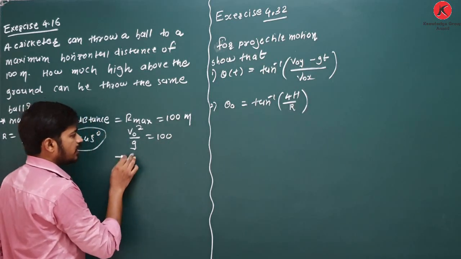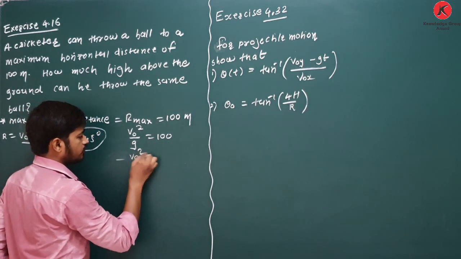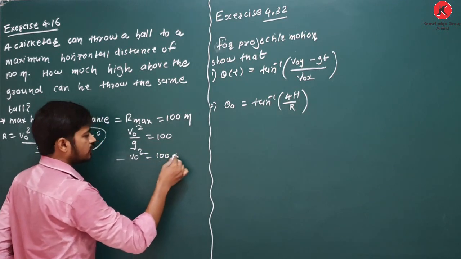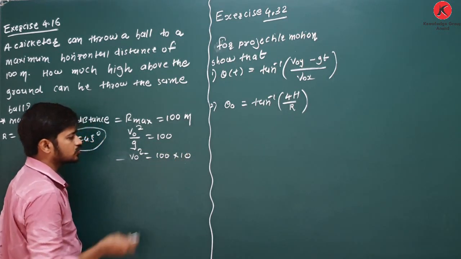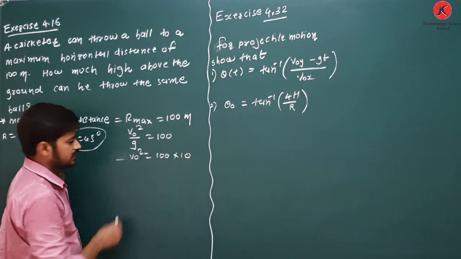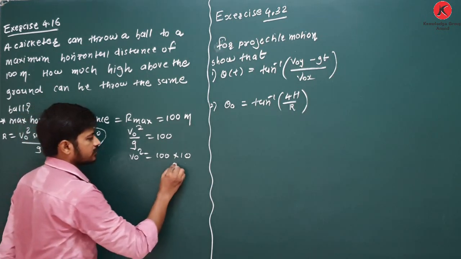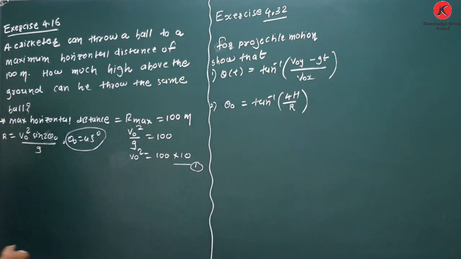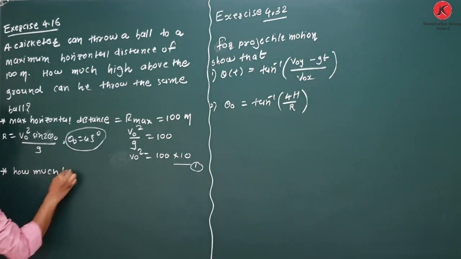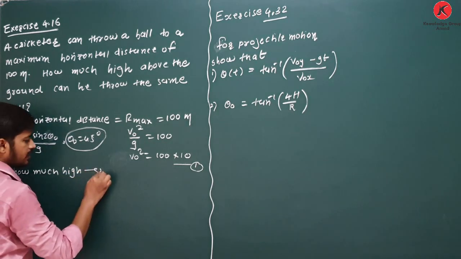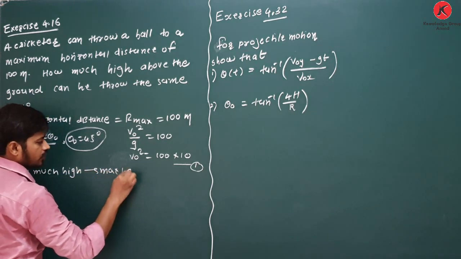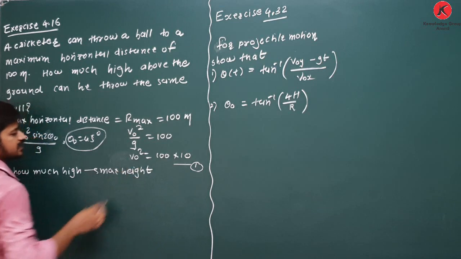Okay, so yes, make V0 square the subject, then V0 square is equal to 100. Take the value of G as 10. Then yes, V0 square is equal to 100 into 10. Take this as equation number 1. Now you have to find how much high above the ground he can throw the same ball. How much high means you have to find the maximum height.